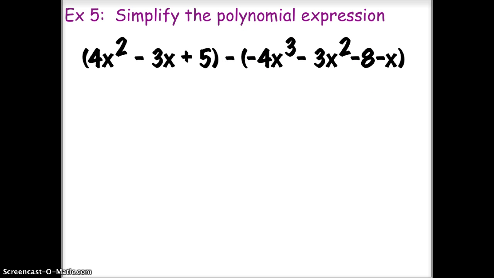We'll try one more. For this one, I want you to try it on your own. Make sure you distribute your negative and change all the signs just in your second polynomial. Combine only the things that have the same variable and their same exponent. Pause your video at this time.